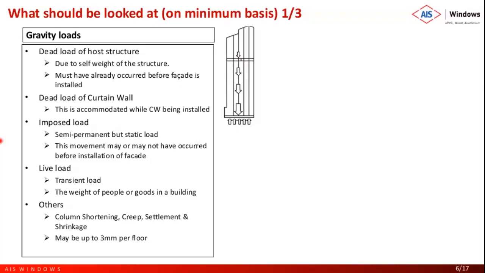This is a very common practice in unitized facade. So in unitized facade, that is how it is done. We install all the panels together and then level them off, then start the second layer.